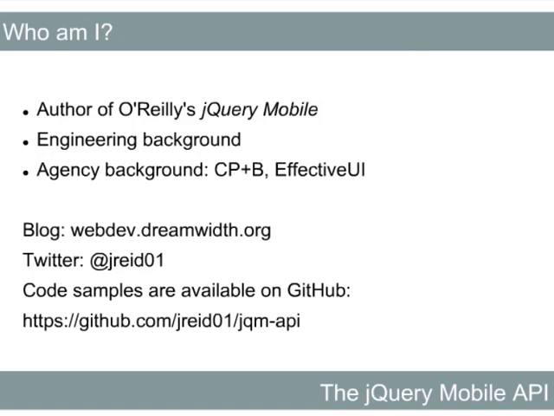I'm the author of O'Reilly's jQuery Mobile book. My background is split pretty much evenly between engineering and agency work. I've done a lot of engineering work ranging from business applications to genetic analysis software, and then I've also worked with some of the top agencies in the country, including EffectiveUI and Crispin Porter. This gives me a pretty good understanding of what it's like to be out there in the trenches, working with the mobile web and doing the stuff that you folks do on a daily basis. So that's the approach that I try and take when I do this stuff.